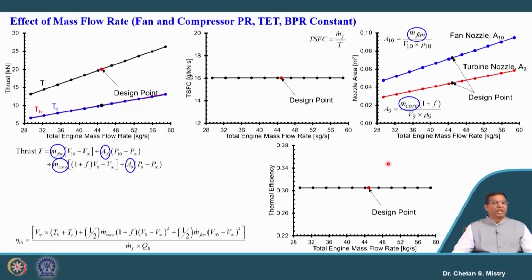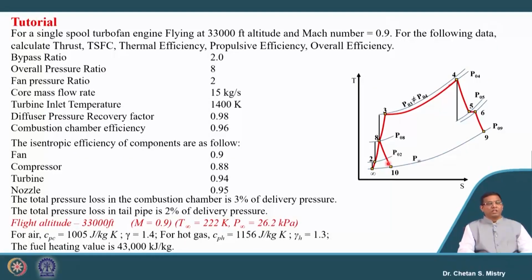So, let us take a numerical, with the same information, same data that we used for the earlier numerical, but here in this case we are changing my flight condition. It says my flight altitude is 33,000 feet, my flying Mach number is 0.9, and the temperature and pressure at that particular altitude are 222 Kelvin and P infinity is 26.2 kilopascal. So, let us try to solve this numerical.